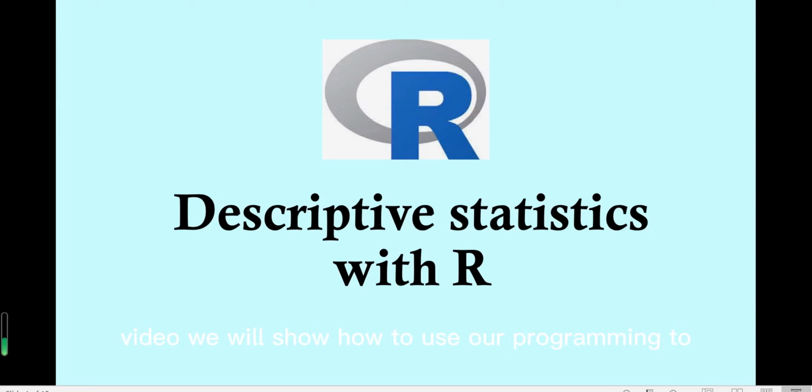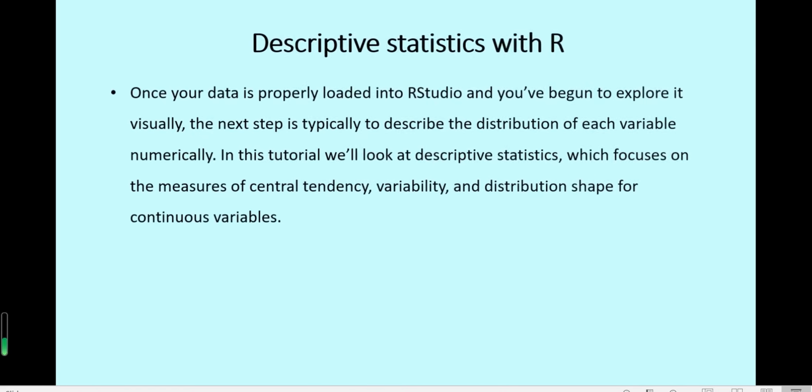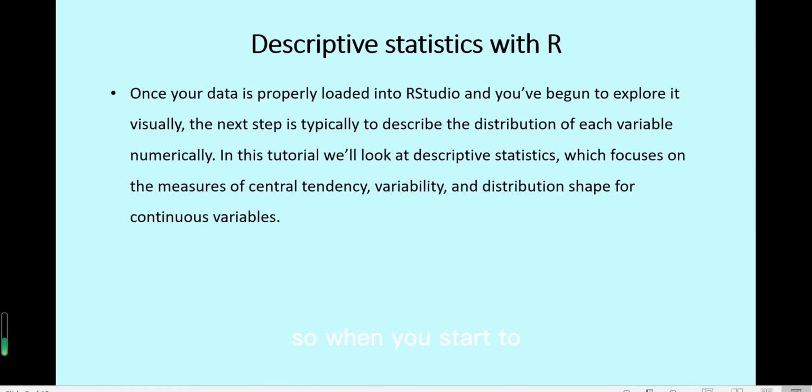In this video, we will show how to use R programming to display some descriptive statistics. When you start to do data analysis, usually the first step may be to describe the distribution of each variable numerically, or we say show some measures of central tendency, variability, and distribution shape for continuous variables. These jobs are called descriptive statistics.